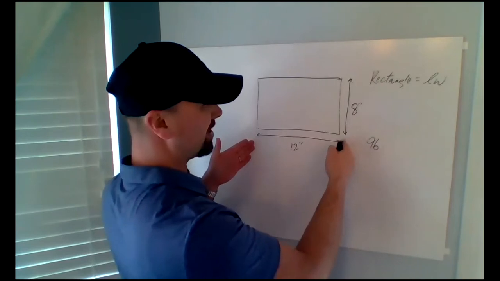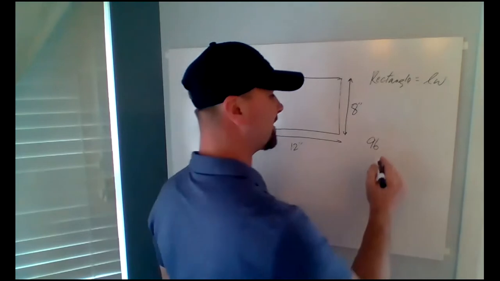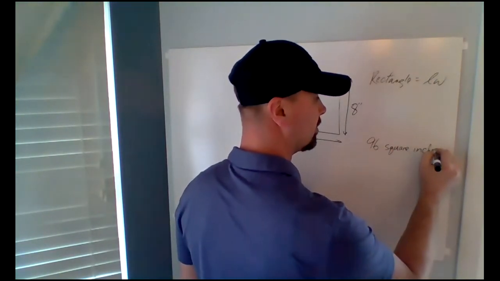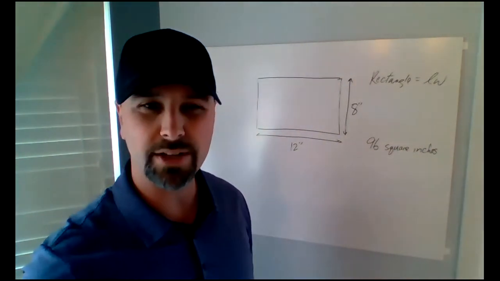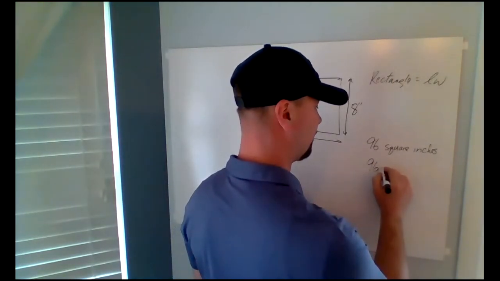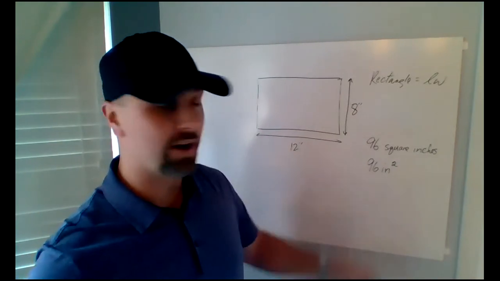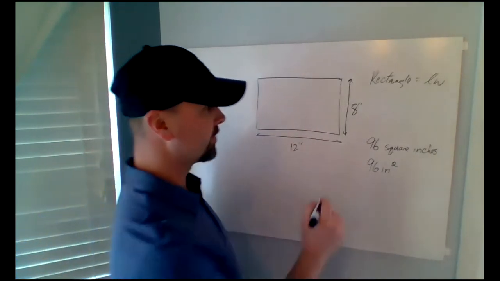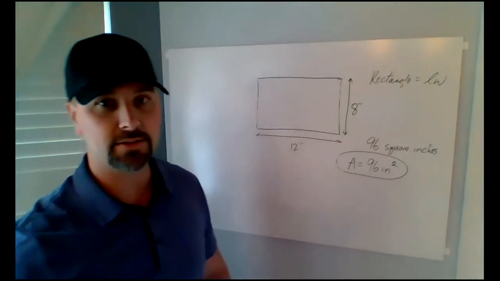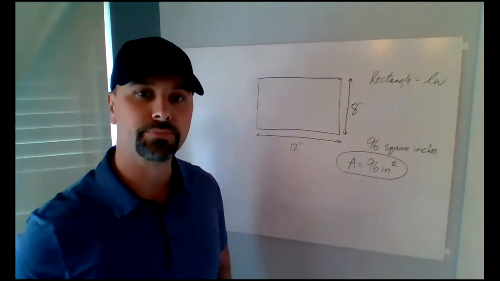Now, these measurements are in inches, and so technically the way that we would describe that is 96 square inches, which can be written a little bit more condensed this way. 96 square inches. And that would be the area of this space. You have to include not only the width, but also the height.